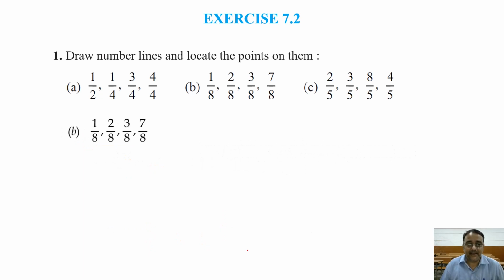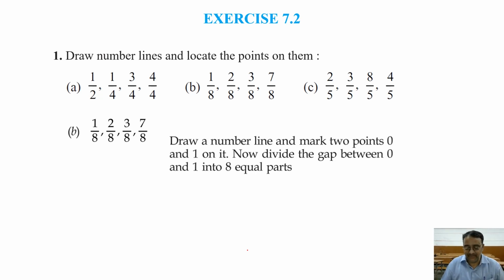That is 1 by 8, 2 by 8, 3 by 8, 7 by 8. All the denominators are same, 8. So we have to draw a number line and we have to divide equal parts between 0 and 1. How many equal parts we have to divide? 8. Very good. 8 equal parts. चलो 8 equal parts divide कर लें. देखो 1, 2, 3, 4, 5, 6, 7, 8 equal parts.